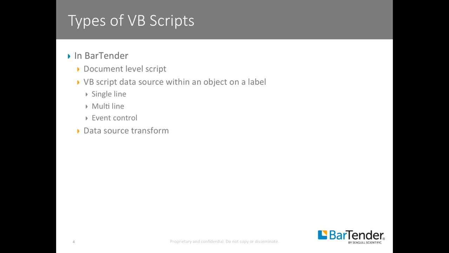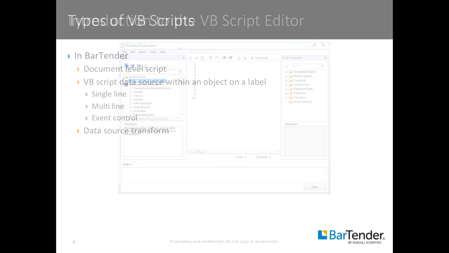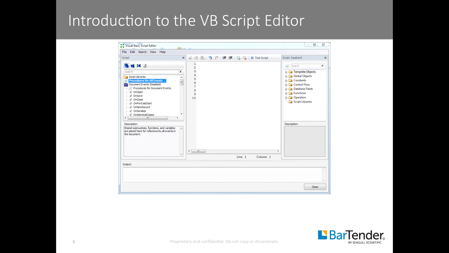Now if you want more control over that, that's when you would select the event control, and that's when you can actually tell the software, okay, execute at print time or execute upon closing a label, and you have all those options available when you set it to event control. Now, all this is done within the VB script editor.